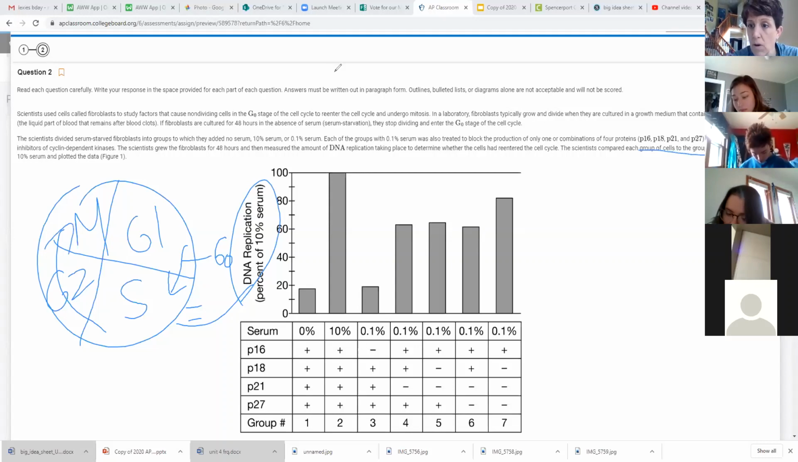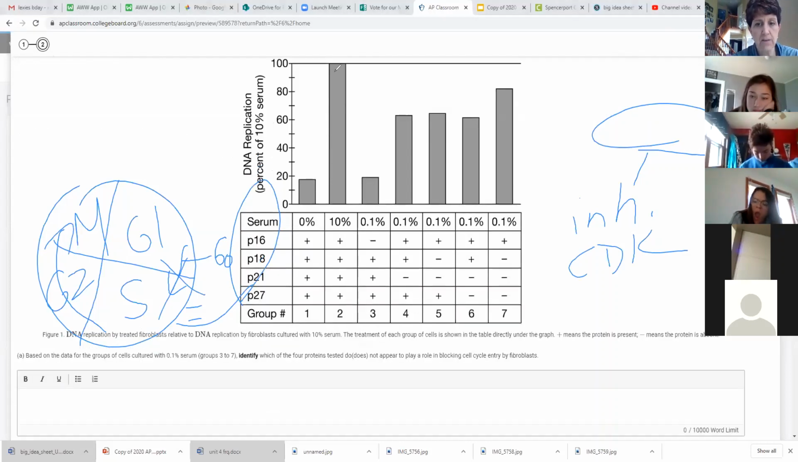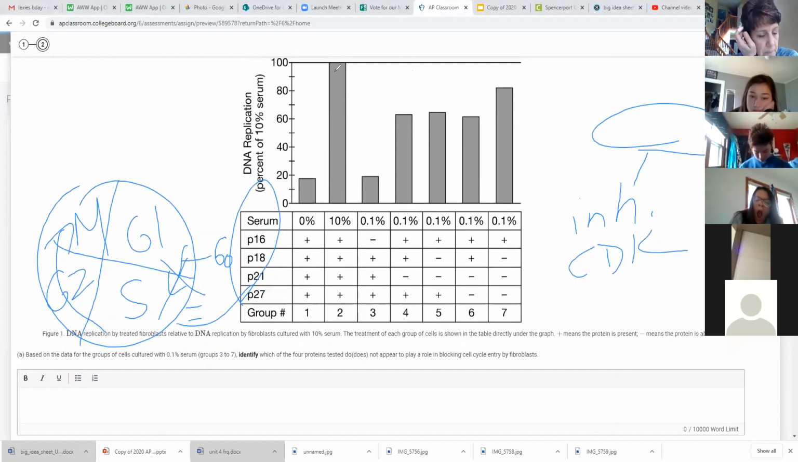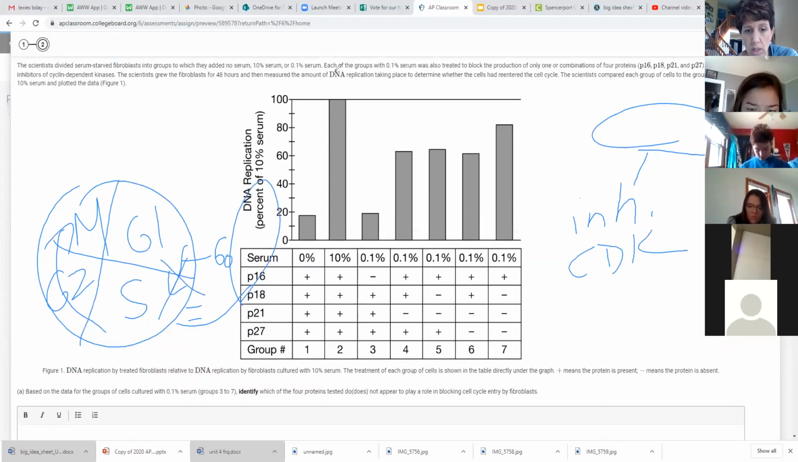All right, now I got to remind you what this is. All of these, they said, are inhibitors of CDK. If I inhibit CDK, I'm not going to pass the checkpoint. Right? That all seems familiar? Okay. So I'm now just going to do this so I can read the questions. Based on the data for the groups of cells cultured with 0.1 serums, identify which of the 4 proteins tested does not play a role.